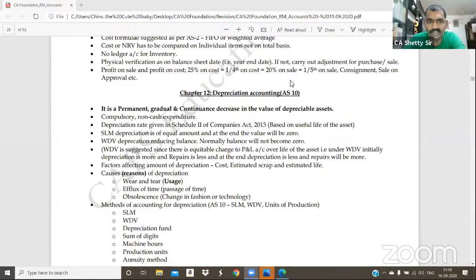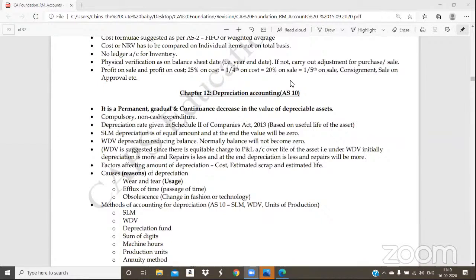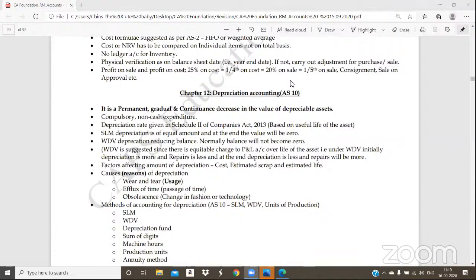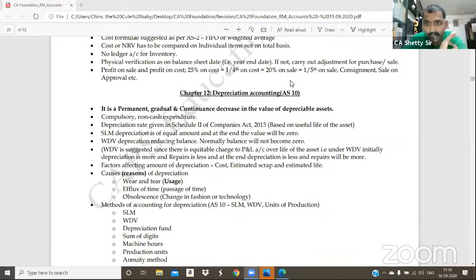Second year, depreciation is 9 lakh. Repairs is 1 lakh. 9 lakh plus 1 lakh is equal to 10 lakh. Third year, 8.1 plus 1.9 is equal to 10 lakh. Please understand, mathematically it exactly matches.